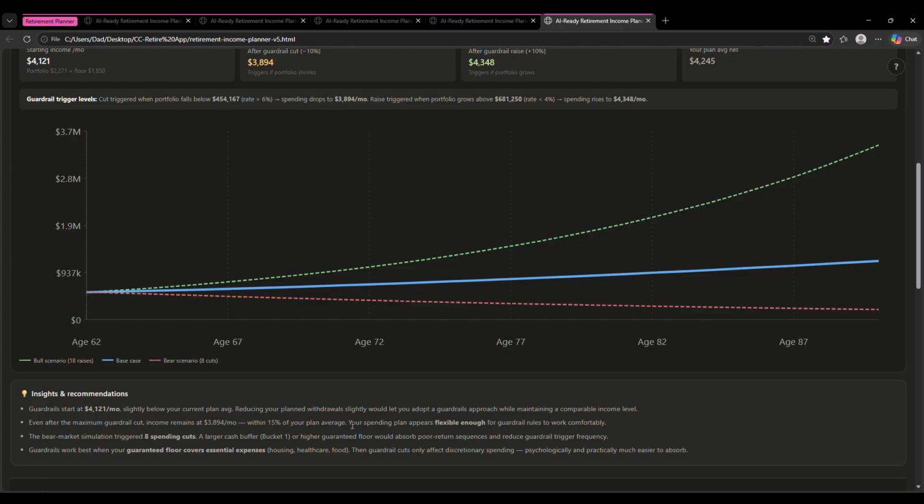Your spending plan appears flexible enough for guardrails to work comfortably. So that's something that should give you some reassurance and confidence about your plan. The bear market simulation triggered 8 spending cuts. A larger cash buffer, bucket 1, or higher guaranteed floor would absorb poor return sequences and reduce guardrail trigger frequency. So again, some advice there on how we might be able to tweak our withdrawal strategy.